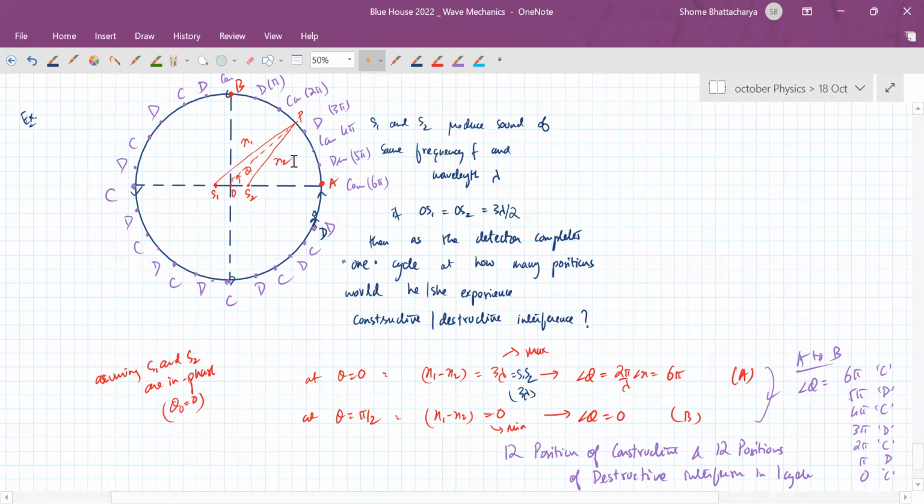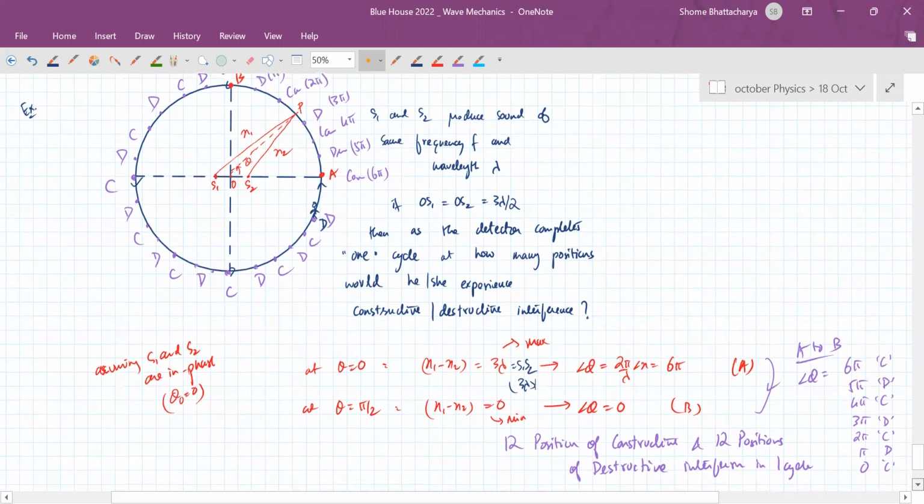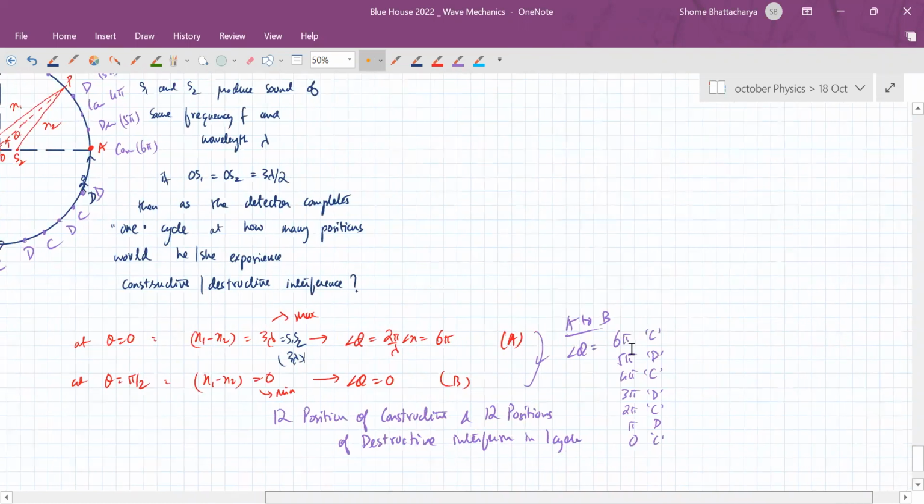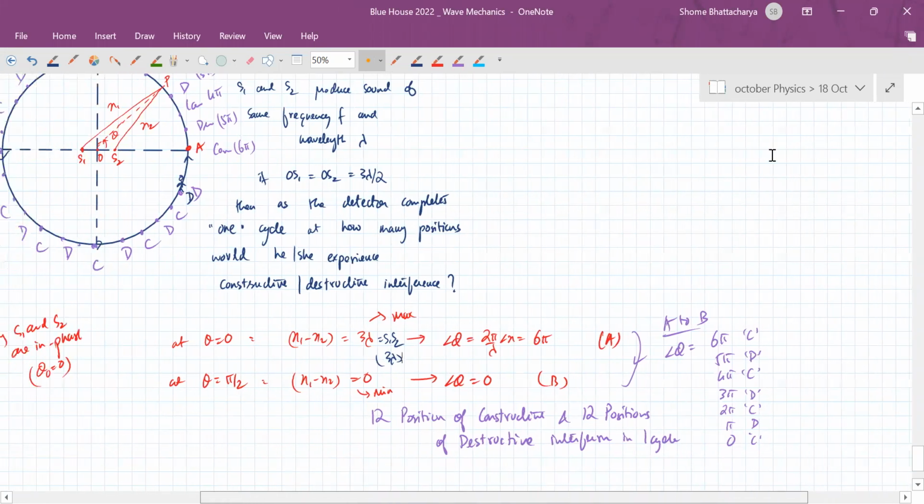Similarly, the same thing is happening to the constructive and destructive interference. As your phase difference is changing from 6 pi to 0, at 6 pi it is constructive. As it reaches 5 pi, it is destructive. Then again at 4 pi it is constructive, and again at 3 pi it is destructive. So as you go from 6 pi to 0, you can see that at four particular locations you have constructive interference, and at three particular locations you have destructive interference. Now I've labeled for each quadrant what is happening.